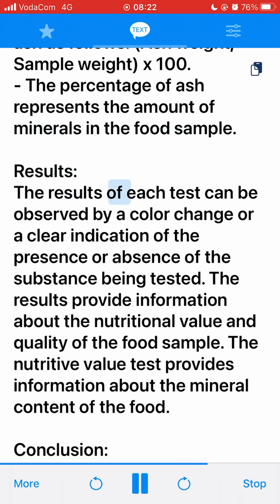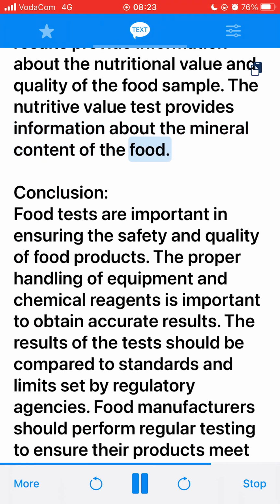Results. The results of each test can be observed by a color change or a clear indication of the presence or absence of the substance being tested. The results provide information about the nutritional value and quality of the food sample. The nutritive value test provides information about the mineral content of the food.